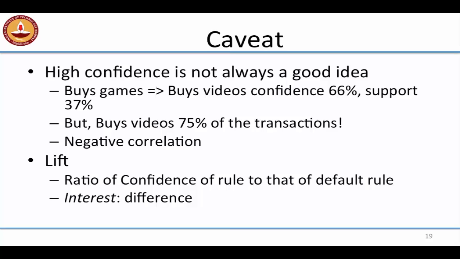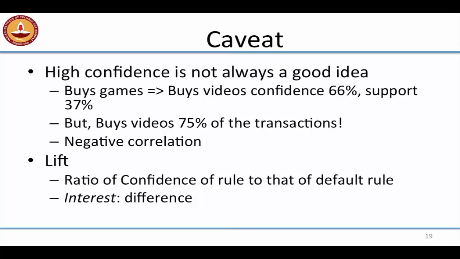So I can say that somebody buys games implies they buy videos, with confidence of 66% and support of 37%. This is something that was actually observed in a real data set from a video rental company, which also was selling video games in the shop. So from the real data, they found that if somebody buys games, then they will also buy videos with a confidence of 66% and support of 37%.